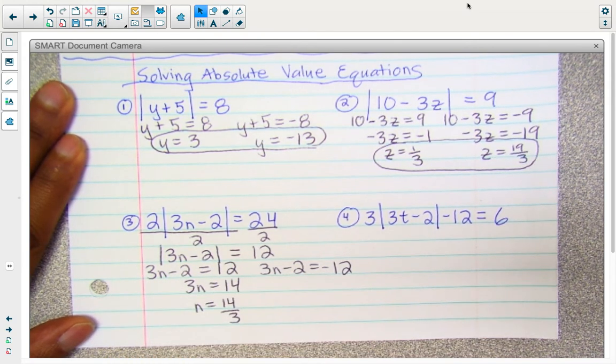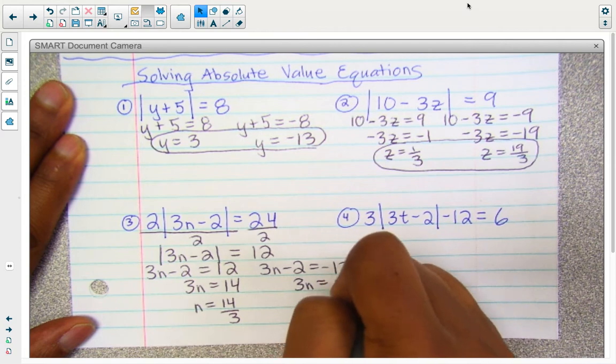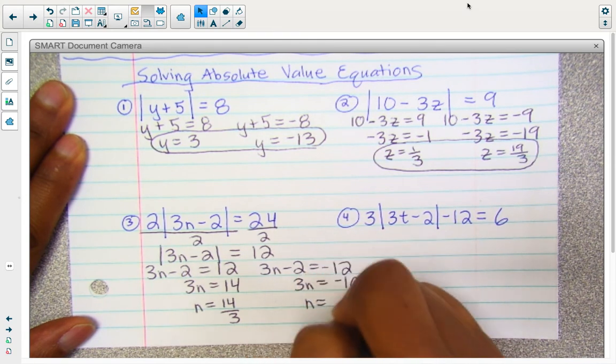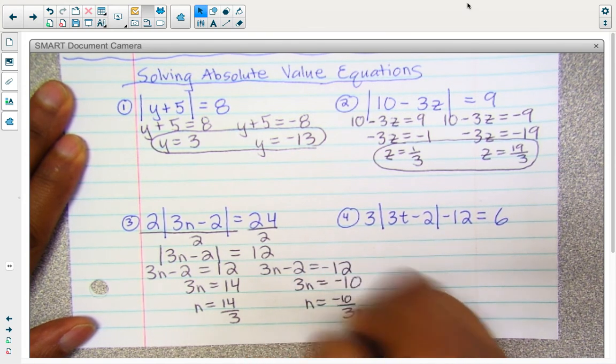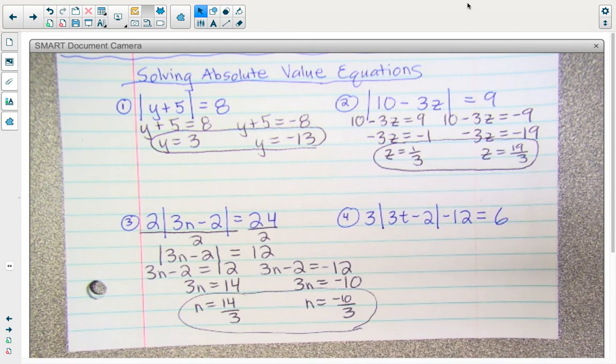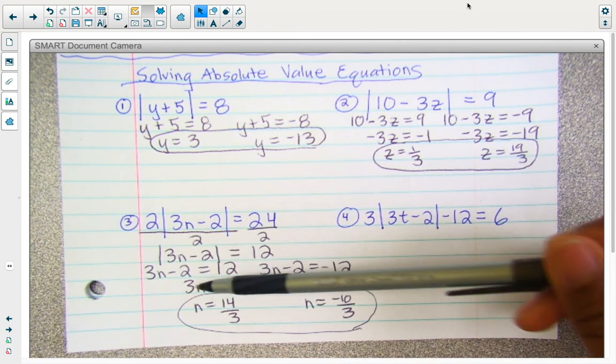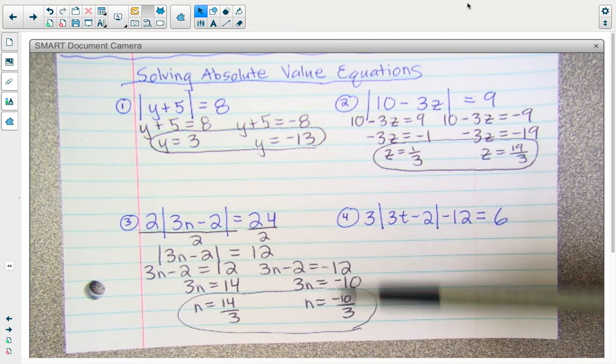Do the same thing on the other side. I'm going to add 2 to both sides, and then I'm going to divide. And these are our answers. So I added 2 to both sides, divided by 3, added 2 to both sides, divided by 3.